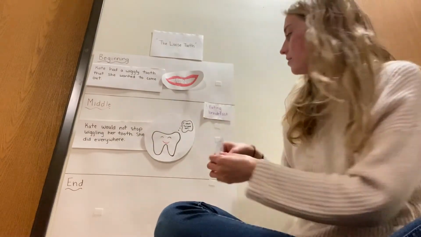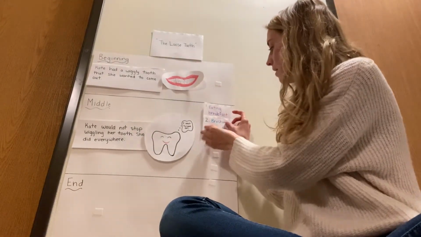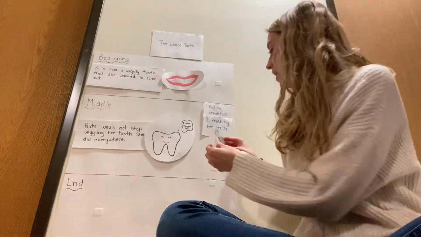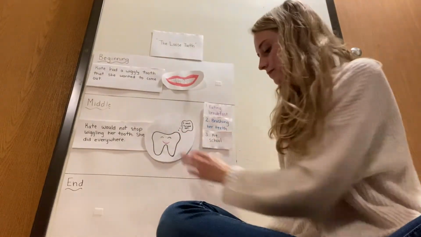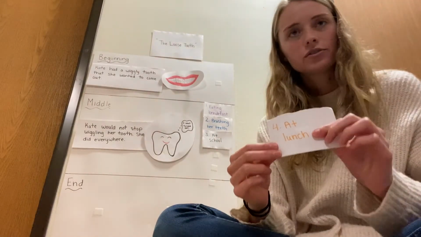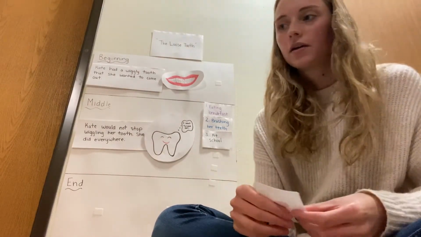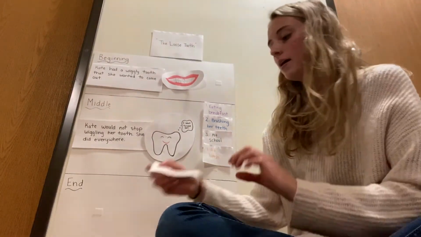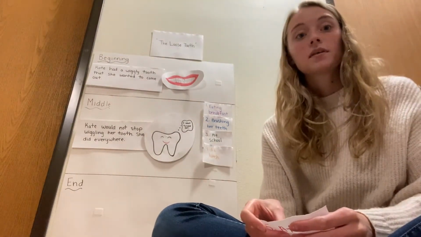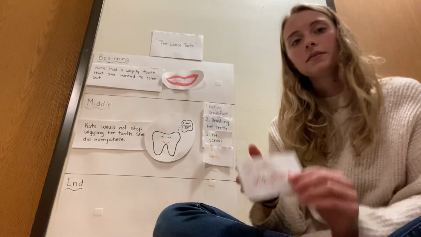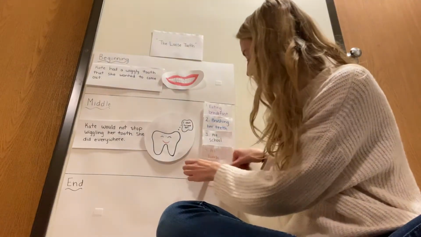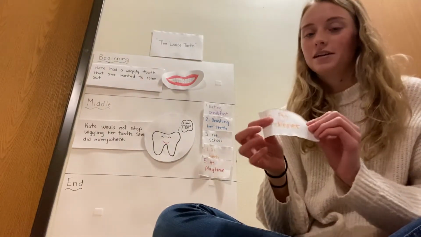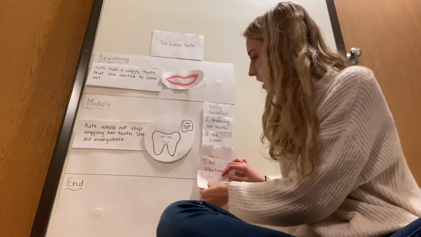Brushing her teeth. You're right. And then what do we have? At school. Good job. And then do we have at lunch? Who wants to come put this one up there? Okay, come on up. All right, good job. And where else did we have? At playtime. Come on up and put it on the board. All right, and the last one, where was it? At dinner. You're right. Good job.